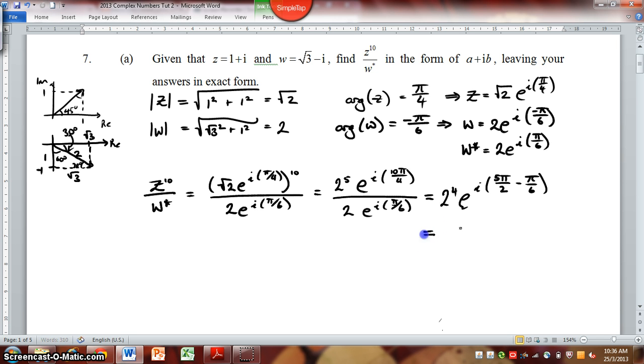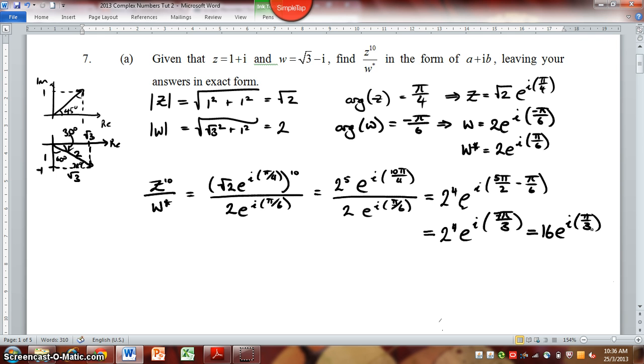So I'm going to get 2 to the power of 4, 16, e to the i, and this is 15 pi upon 6, minus pi upon 6, so 14 pi upon 6, or 7 pi upon 3. And actually we don't like that answer very much either, because it's outside our principal domain, so we remove 2 pi from it, 2 pi being, of course, 6 pi upon 3, and so that gives us 16 e to the i pi upon 3. That's great.